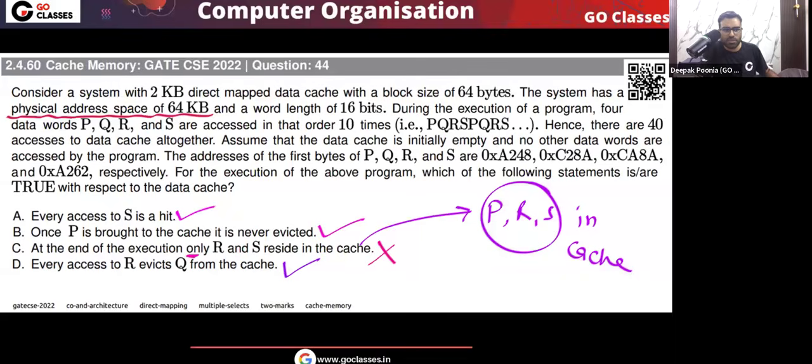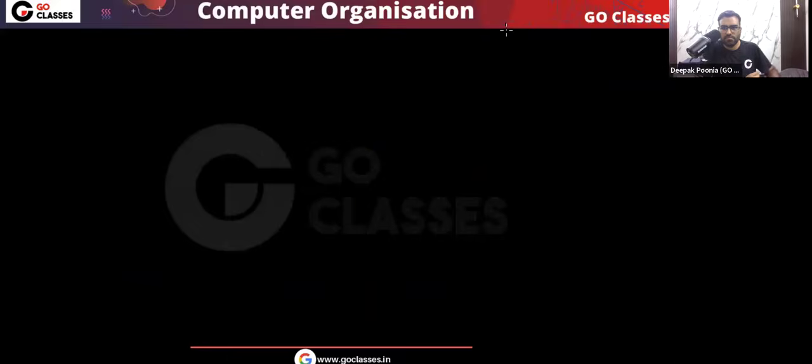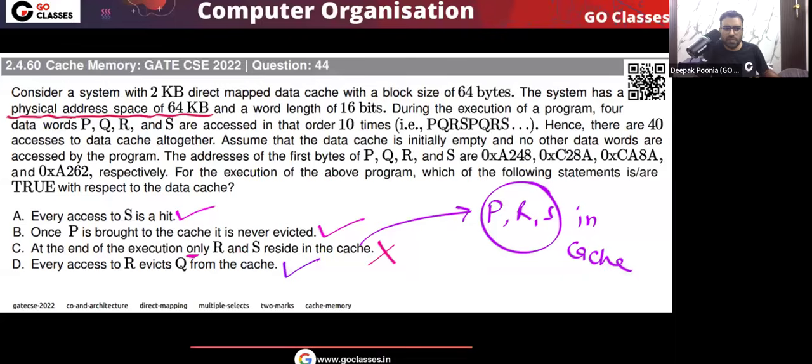This is a beautiful question. I hope you understood the complete analysis of this question. Did you understand? Please tell me. One thing to notice: there is no new concept in this question. Nothing new. The same old basic concept you need to apply.